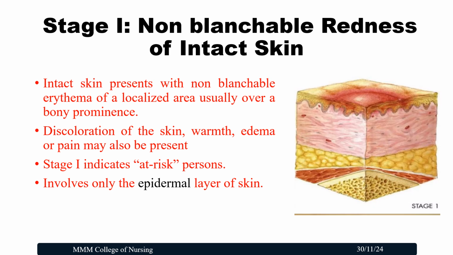Stage 1 pressure ulcer: non-blanchable redness of intact skin. Intact skin presents with non-blanchable erythema of a localized area, usually over a bony prominence. With this discoloration of the skin, sometimes warmth, edema or pain may also be present. Stage 1 indicates persons at risk and involves only the epidermis layer of the skin.